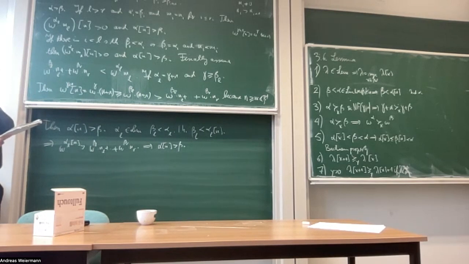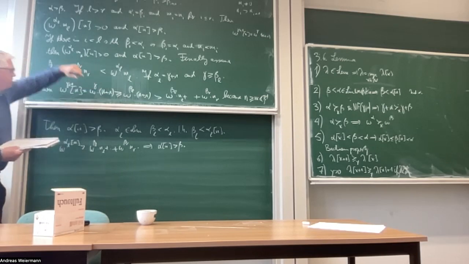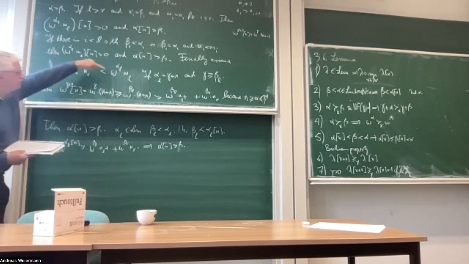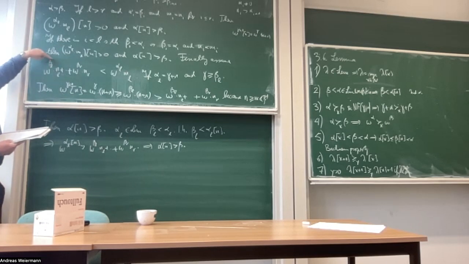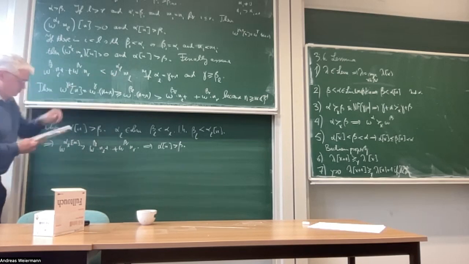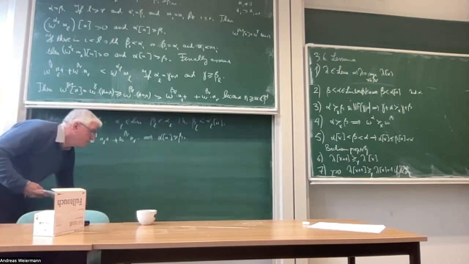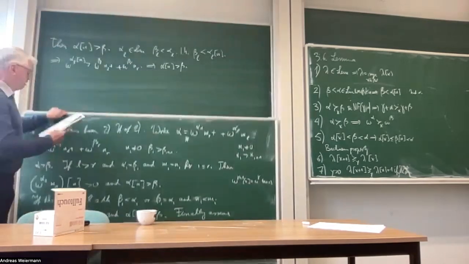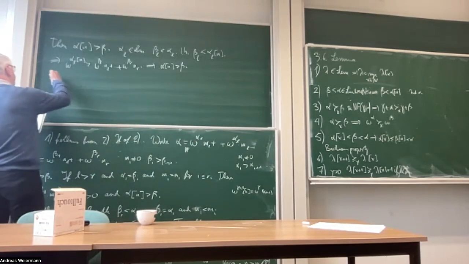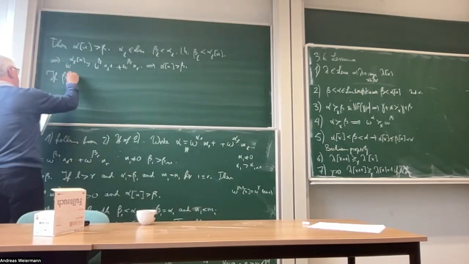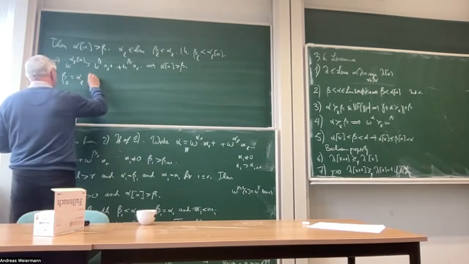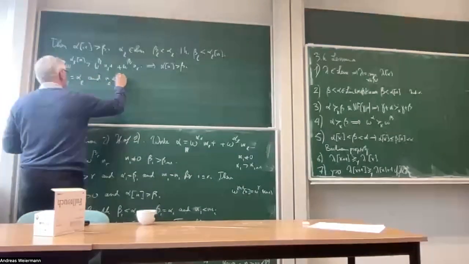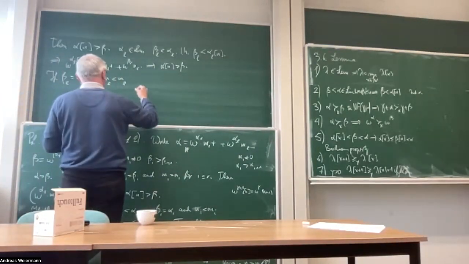So what else can happen? We discussed the case beta L is smaller than alpha L. Now it could be that beta L is equal to alpha L, and we have to use that n L is smaller than m L. So if beta L is equal to alpha L and n L is smaller than m L, then what?